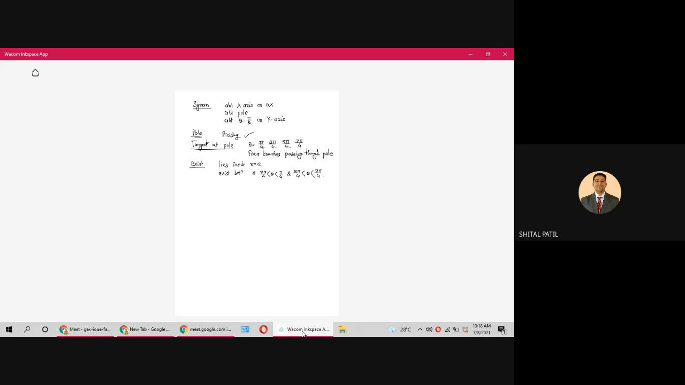Did something go wrong? Here it does not exist, 3 pi by 4. Perhaps this is wrong. This should be 3 pi by 4 to 5 pi by 4. Please make the required change. Then we have the table, we can use that.